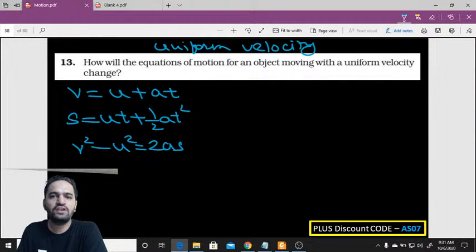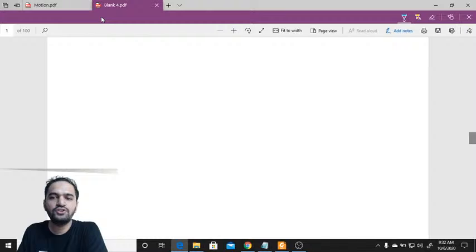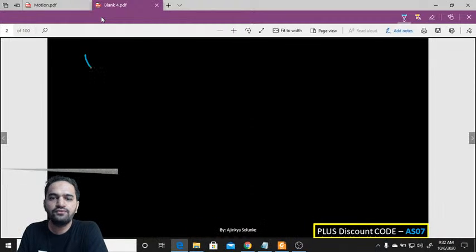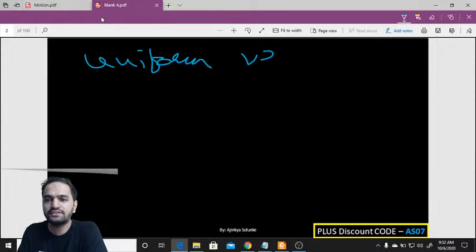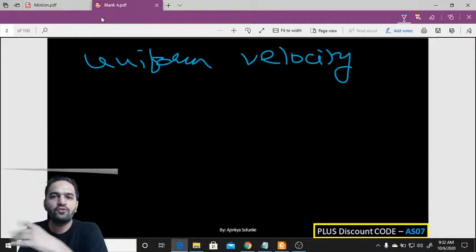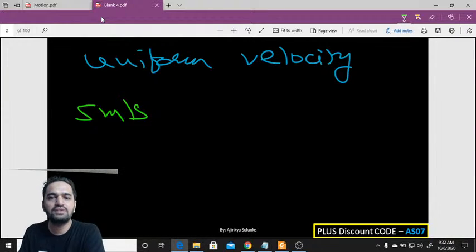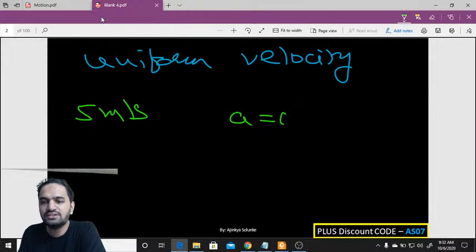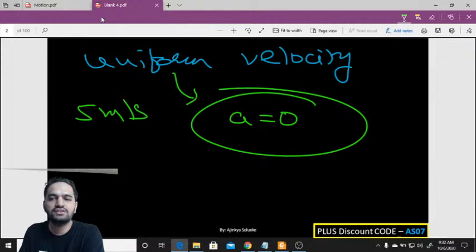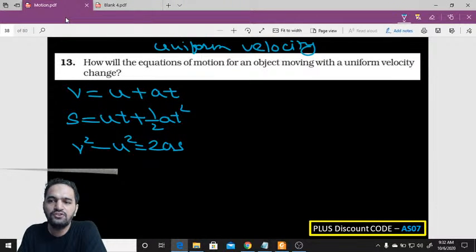Now what is the meaning of uniform velocity? It means it has a certain velocity but the acceleration is 0. Try to understand the meaning of uniform velocity first. For example, suppose the initial velocity was 5 meter per second. After some time it is still the same. So the acceleration is not going to change. Acceleration is 0 in this case because the velocity is not changing. So in short, uniform velocity means acceleration is 0.